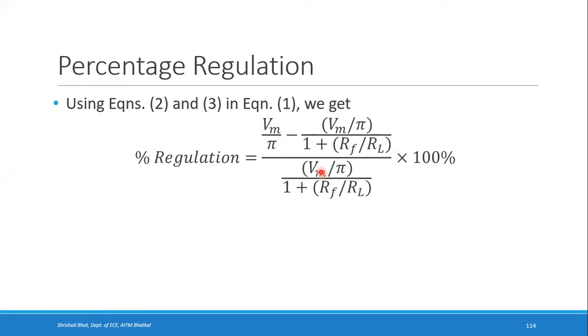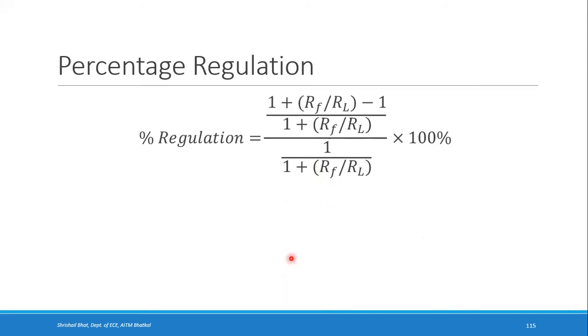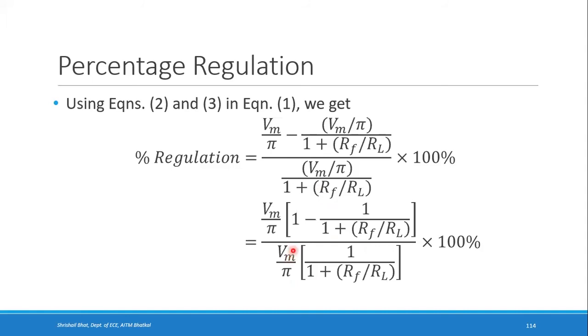And even in the denominator, there is Vm by pi, right? So Vm by pi, if I take common, it will be 1, the factor is 1, minus 1 divided by 1 plus Rf by RL, divided by Vm by pi, if I keep it here, into 1 divided by 1 plus Rf by RL. Is it right? Now what you observe, Vm by pi is common in the numerator and denominator. I can cancel them. So what remains then? Here you will have 1 minus 1 divided by 1 plus Rf by RL.